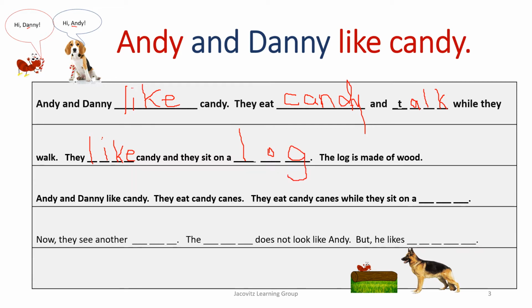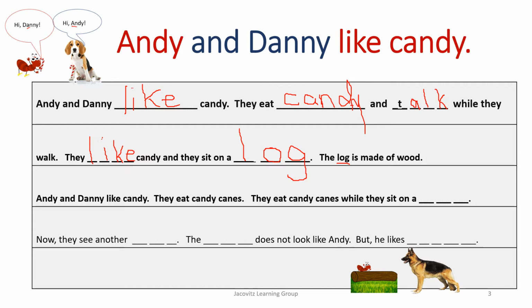I'm going to erase here. Let me do it better. And we're going to go back. L-O-G. Okay, short O. So here it is again. The log is made of wood. Okay, so even if you didn't know, you could take a guess. They sit on a log. The two of them together don't sit on another dog. So you have to take your choices.